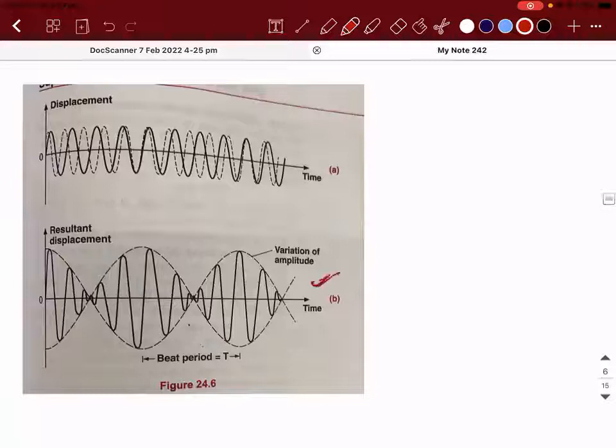Then you will get some output of this format, and this is what is called beats. You're able to see two waves here, one with a continuous line and one with dotted lines. Those two waves have slightly different frequencies. When they are moving in the same direction and superpose on each other, the resultant displacement will be something like this. What is the important point you're able to observe in the case of the resultant displacement?